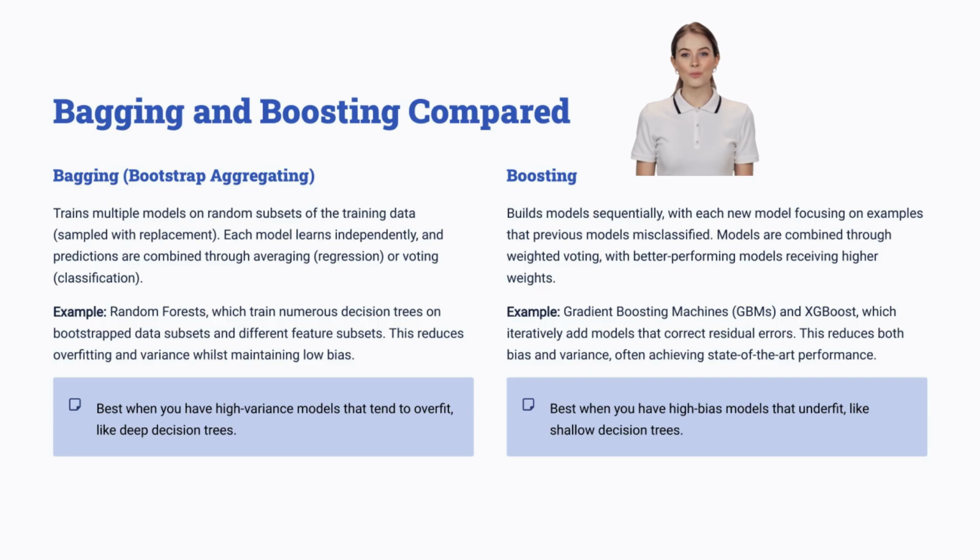Bagging trains multiple models on random subsets, combining predictions through averaging or voting. Random forests exemplify this, reducing overfitting and variance. Boosting builds models sequentially, focusing on correcting misclassified examples. Gradient boosting machines and XGBoost excel here, reducing bias and variance. Bagging suits high variance models, while boosting is ideal for high bias models.